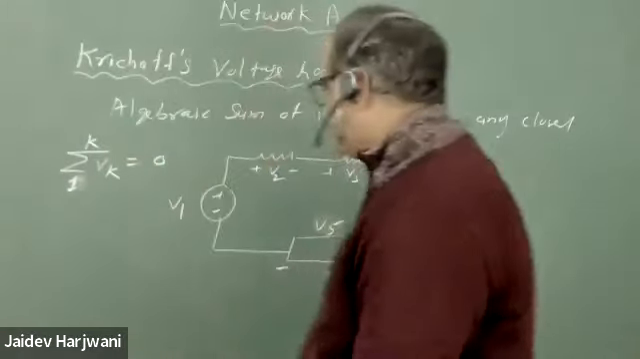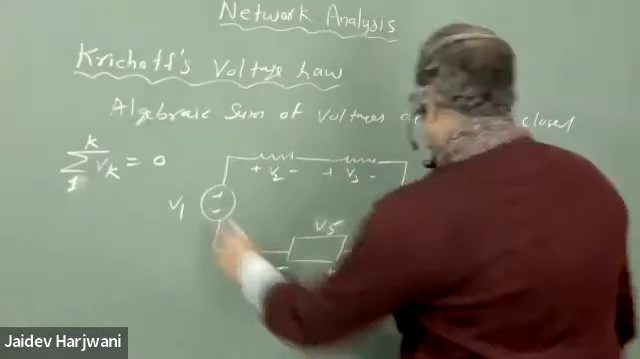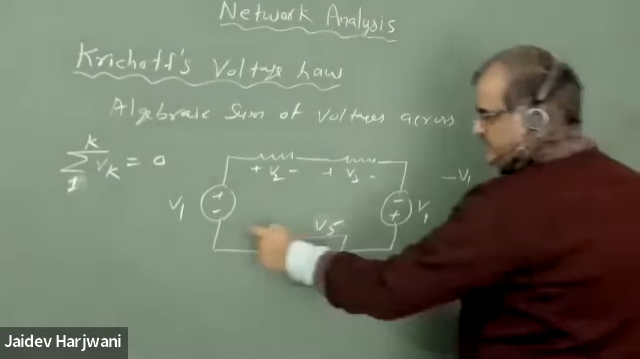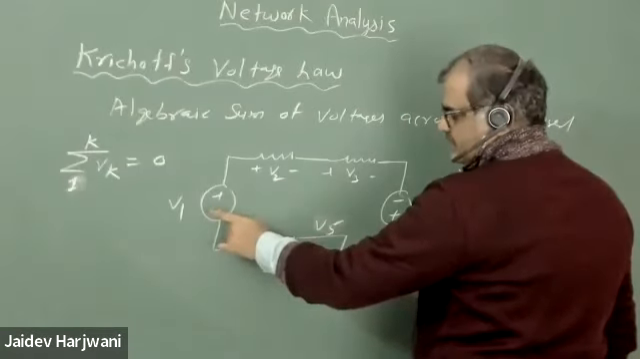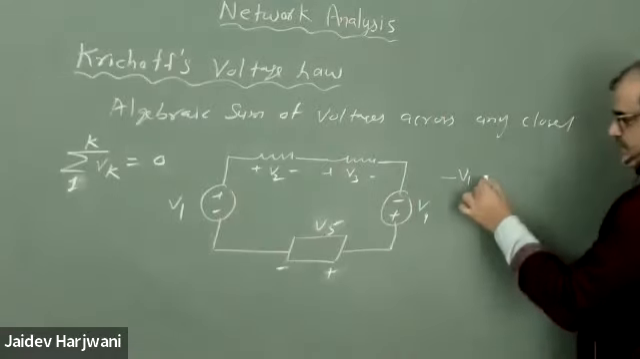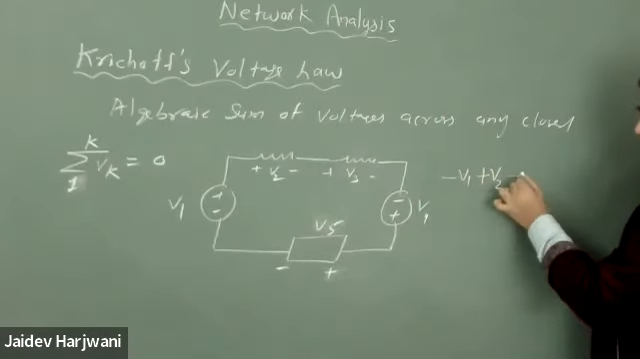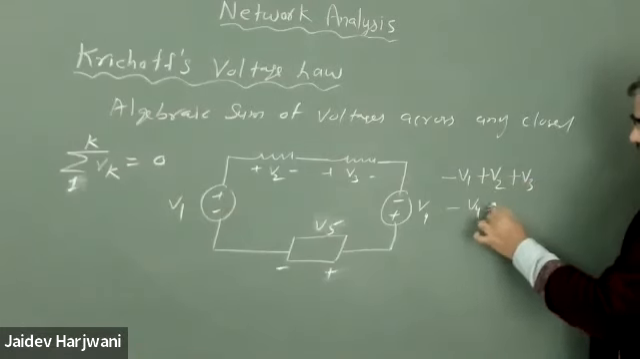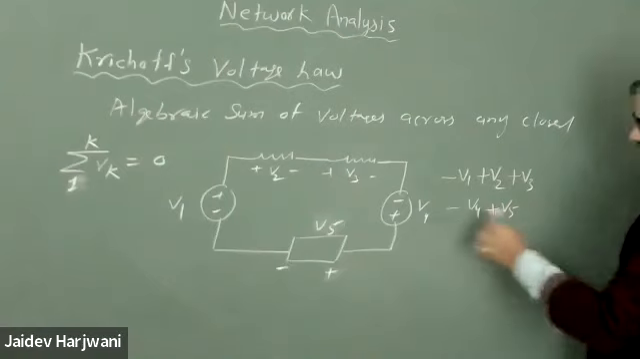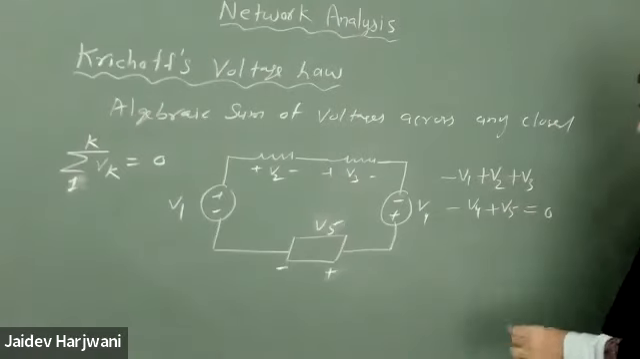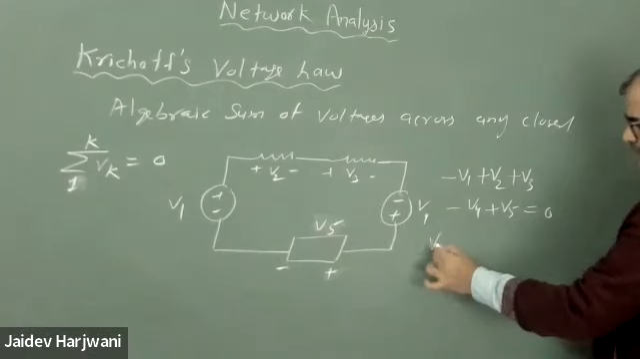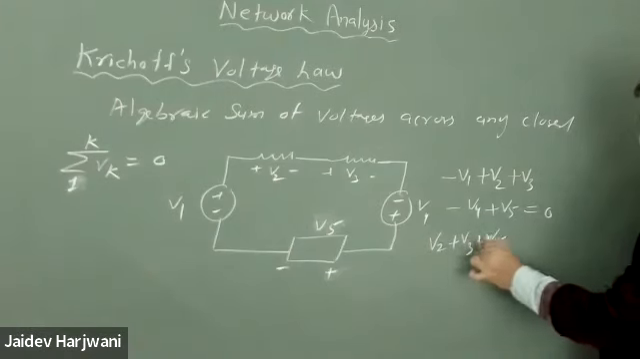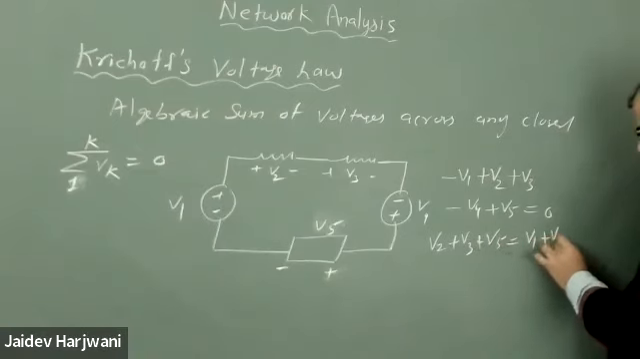Sorry, sir, bad mistake. So now if I write this equation, I can simply write minus V1, whatever voltage sign I come across, I will mention that sign: minus V1 plus V2 plus V3 minus V4 plus V5 equals 0. If I write this, V2 plus V3 plus V5 equals V1 plus V4.